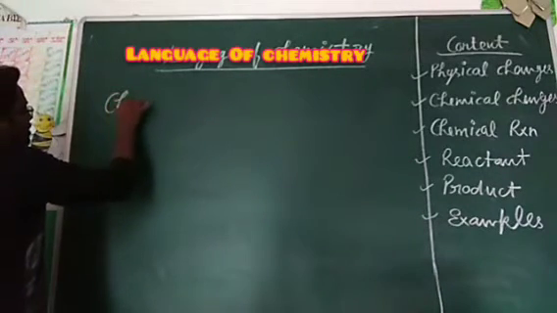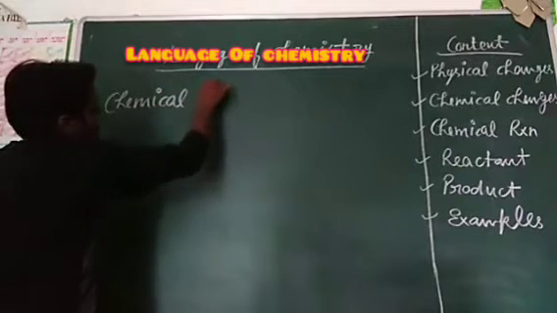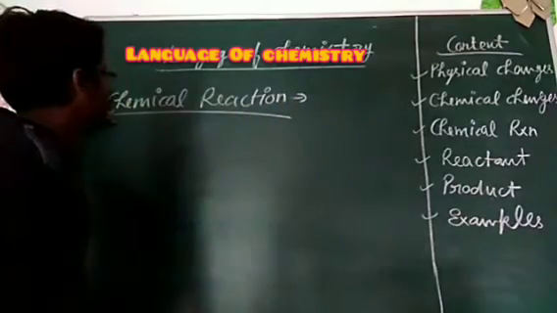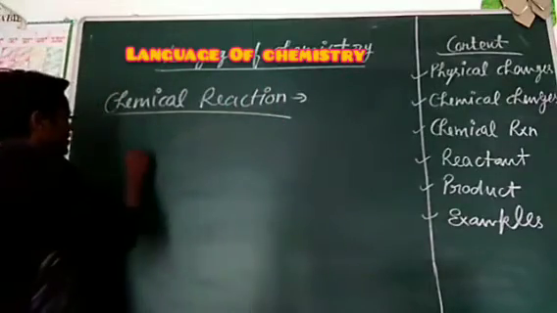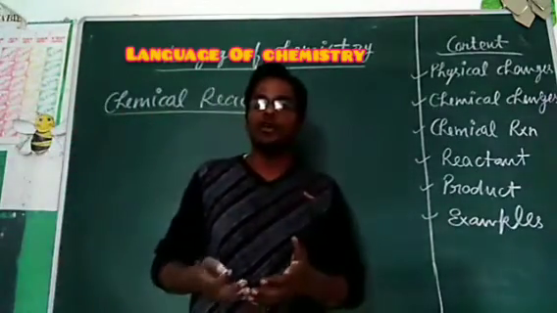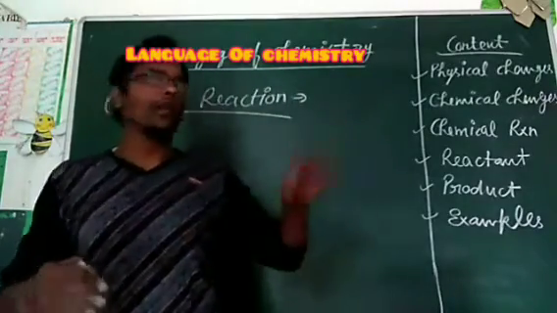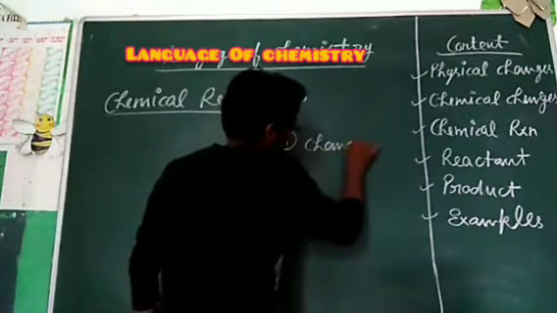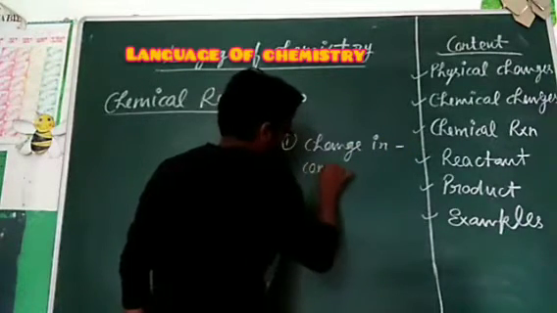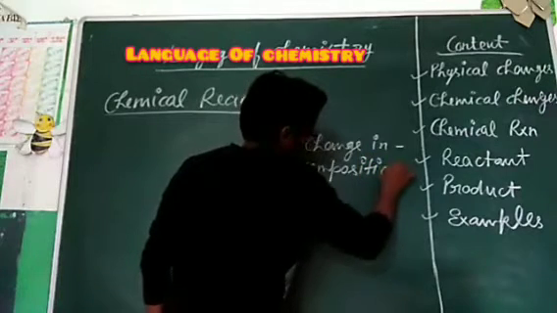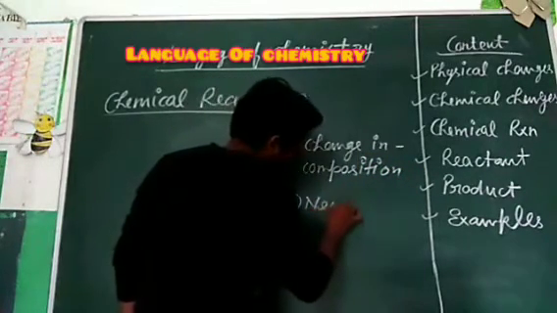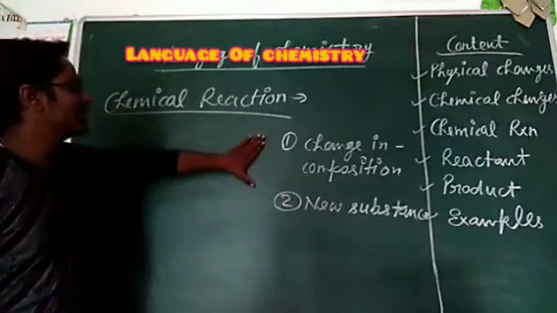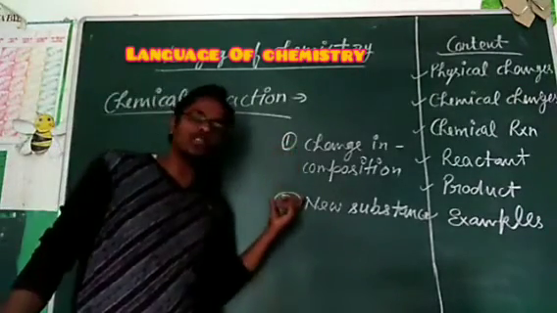Now see chemical reaction. So we will discuss the chemical reaction. So what is the target of chemical change? What will happen when anything goes through the chemical change? One thing, change in composition, and the second thing is new substance. Okay, so this is the target. These two processes will happen in chemical changes.